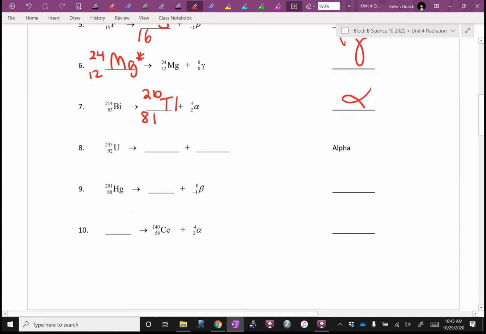Number 8, uranium-235. Oh, they told me it's alpha, so I know this second one must be that. And so I must have a mass of 231. I must have a charge of 90. So 90 plus 2 gives me 92. So it's element number 90, which is thorium. I'm thorium about that.